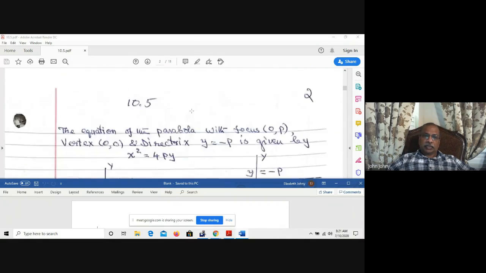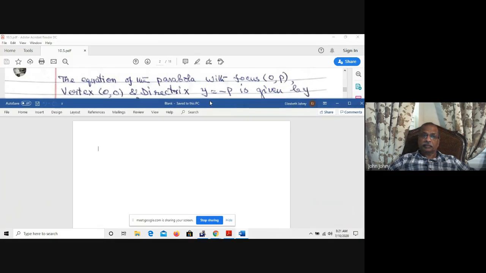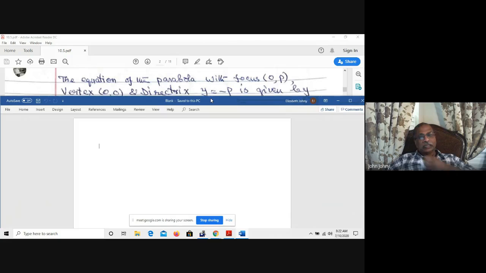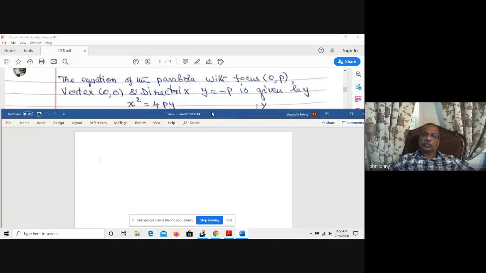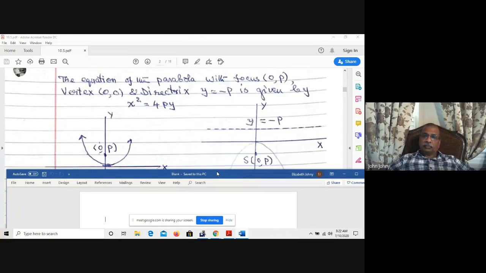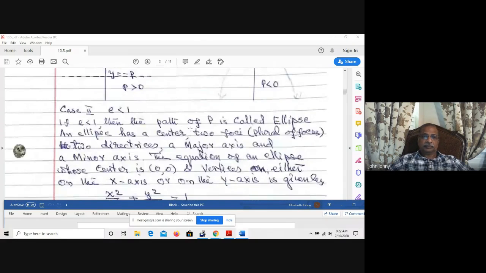And now there is a different case. Now the equation of a parabola with the focus 0, p, that means it's on the y-axis, and vertex 0, 0, directrix y is equal to negative p, is given by x square is equal to 4py. So you interchange x and y, that's all. When you interchange x and y, you get a parabola either concave up or concave down. It is concave up if p is positive, it is concave down if p is negative. Directrix is y is equal to negative p, and the vertex is 0, 0, focus is 0, p.